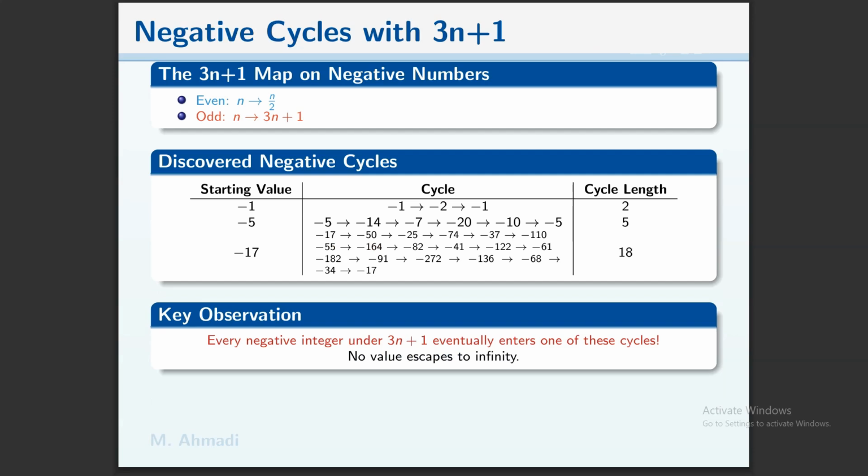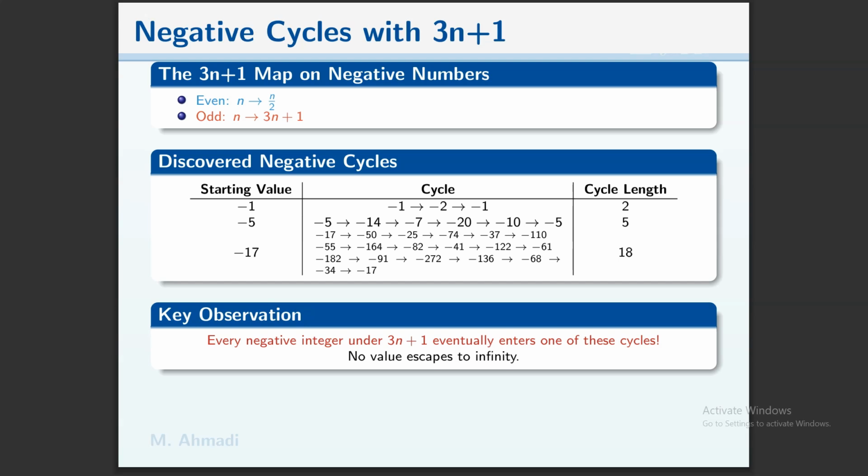The negative cycles with 3n+1. If n is even, then the result is n over 2. If n is odd, then 3n+1. Let's discover the negative cycles. Here you can see the starting value -1. The cycle is -1, -2, -1, and the cycle length is 2.